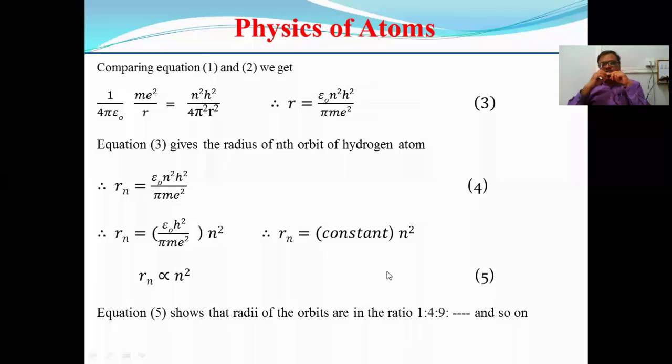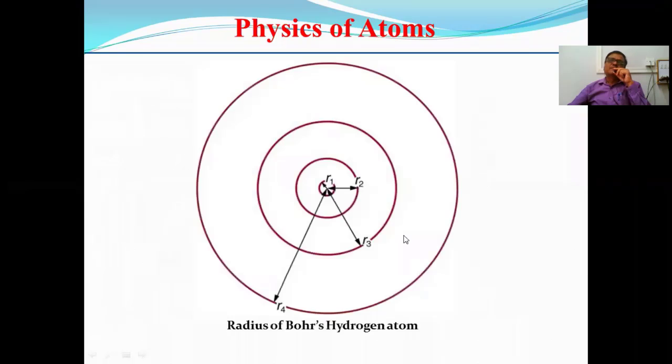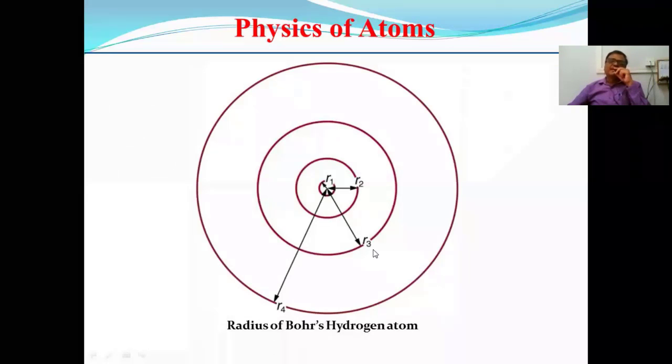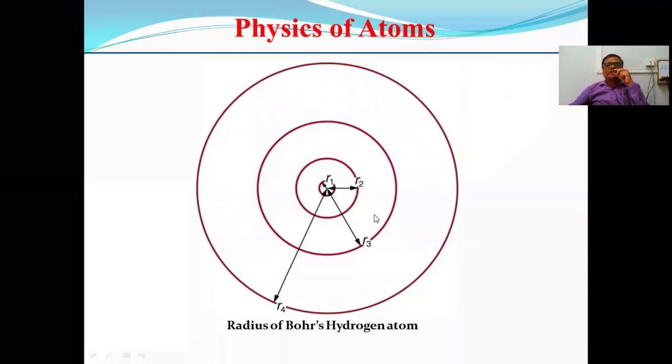Next, in the next slide, we have seen one figure. That figure indicates the radius of Bohr's hydrogen atom goes on increasing as the value of n, that is the orbital number, increases. The radius increases.